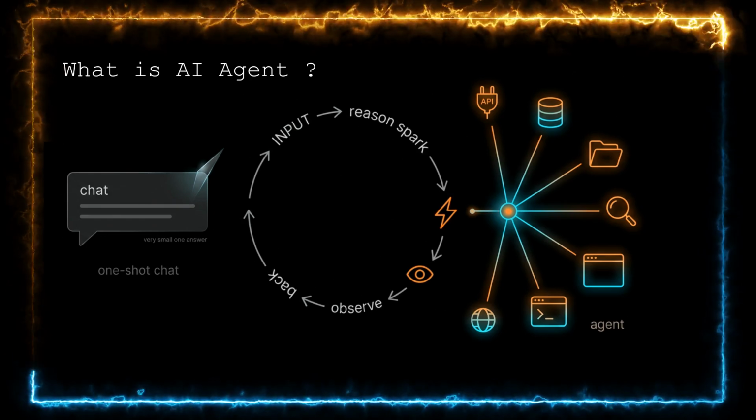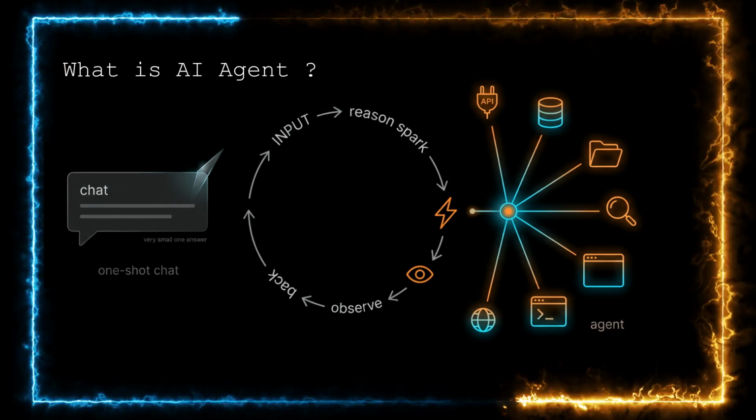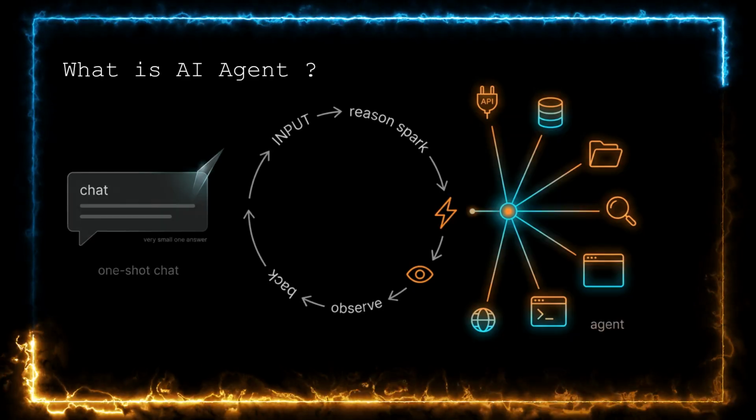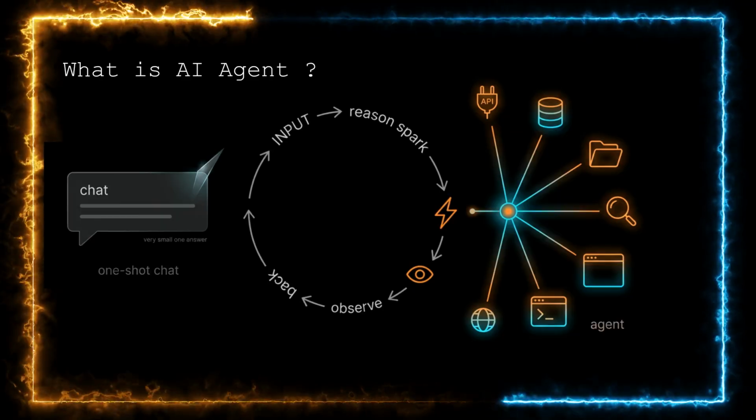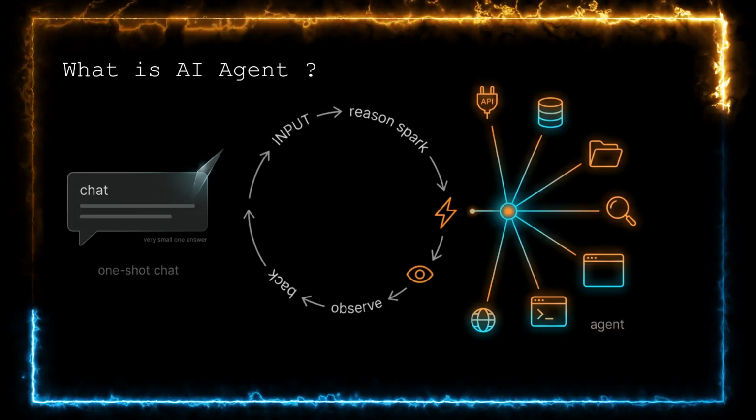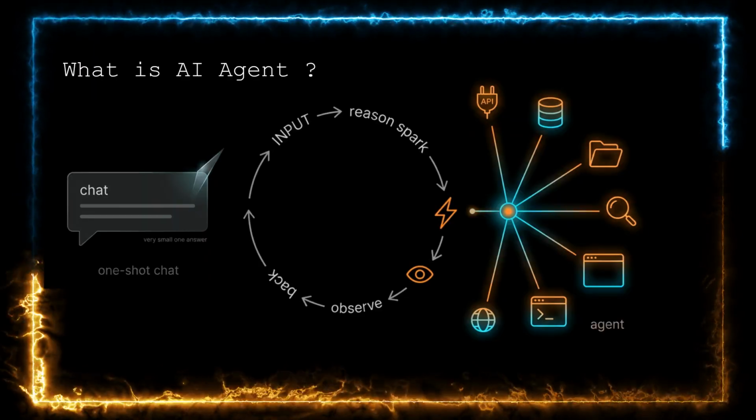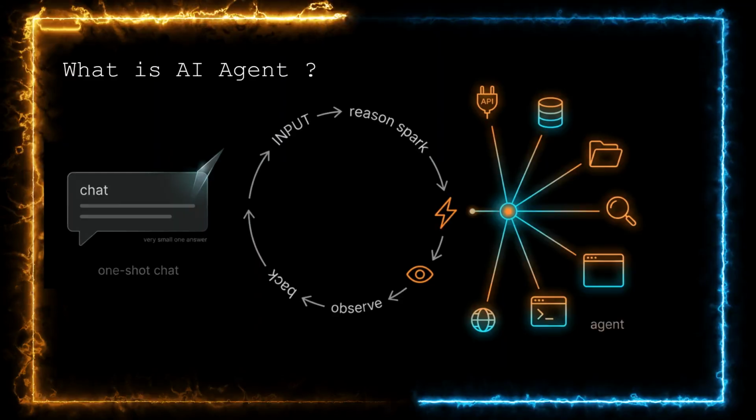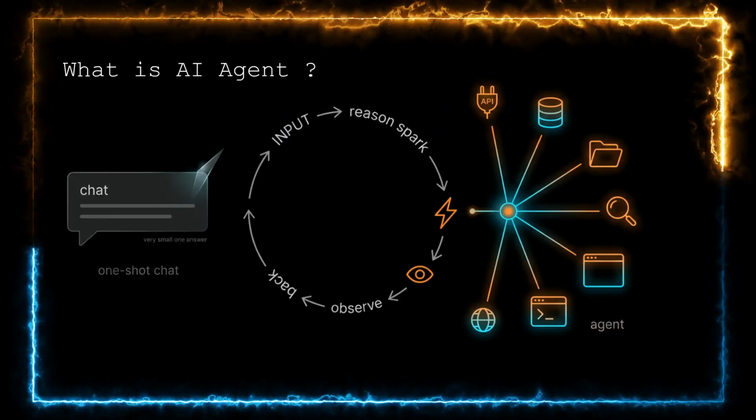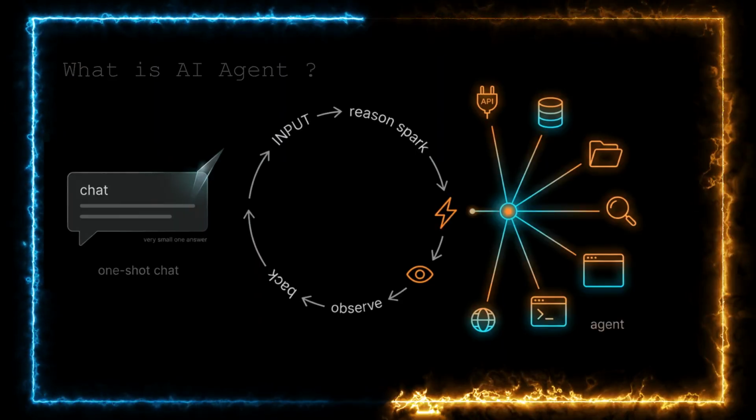A normal chatbot gives one answer. An agent can take multiple steps. It can search, inspect data, call a function, read the output, change direction, retry, ask the user, or stop when the task is done. So when we talk about agent loop patterns, we are talking about different ways to organize that repeated cycle.